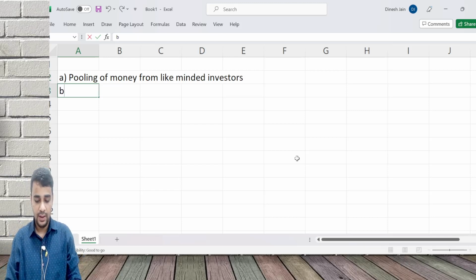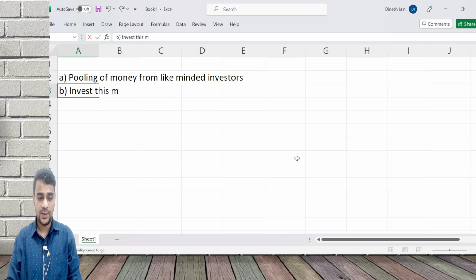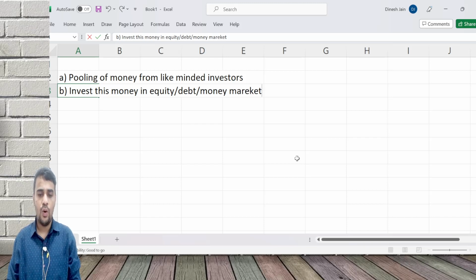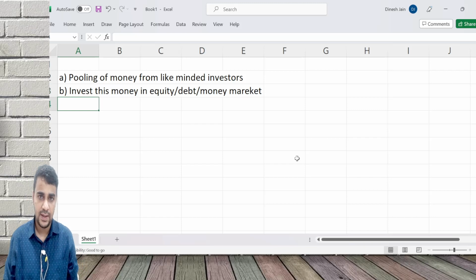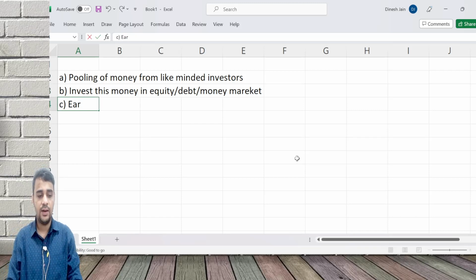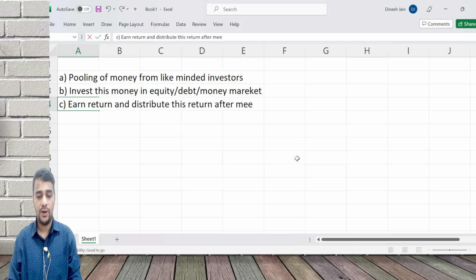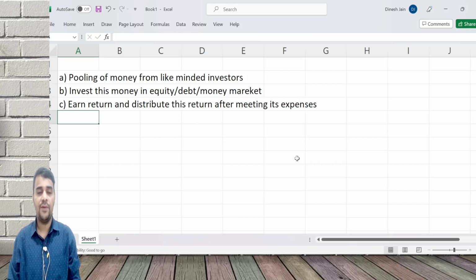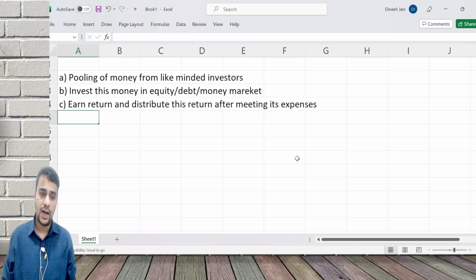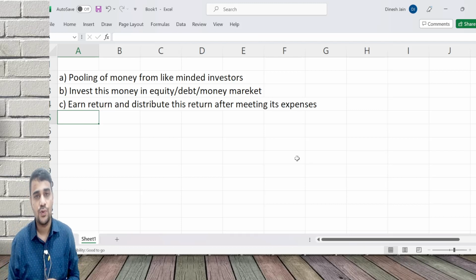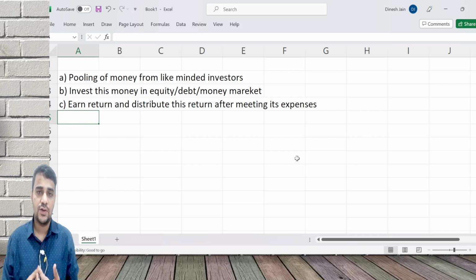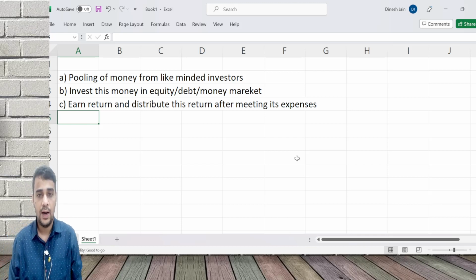You collect money from them, invest this money in equity, debt, money market instruments, real estate, whatever is the objective, commodities, gold, precious metal. Invest this money in multiple places as per your scheme objective, earn return and distribute this return after meeting its expenses. Mutual fund will have its own expenses. So after meeting the expenses, I am going to distribute this money back to the investors who have contributed money to the mutual fund. This distribution basically happens by increase in NAV. Whenever an MF investor wants to move out, he can move out as per his requirement.